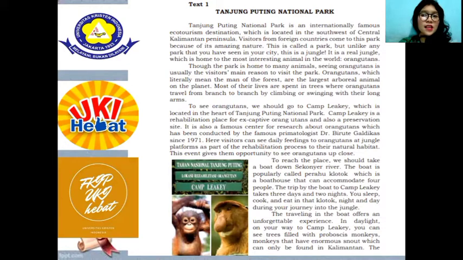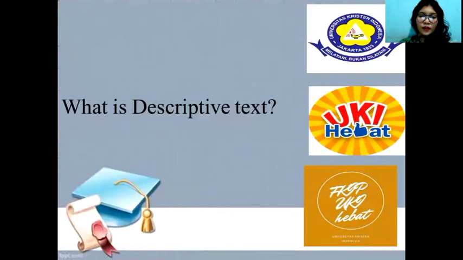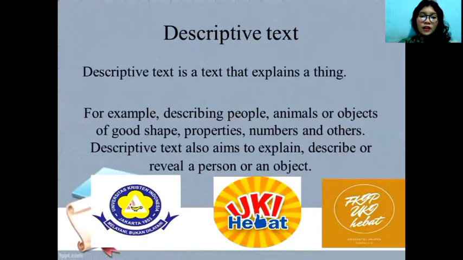Do you know what a descriptive text is? Descriptive text is a text that explains a thing. For example, describing people, animals, or objects: their shape, properties, numbers, and others. Descriptive text also aims to explain, describe, and reveal a person or an object.